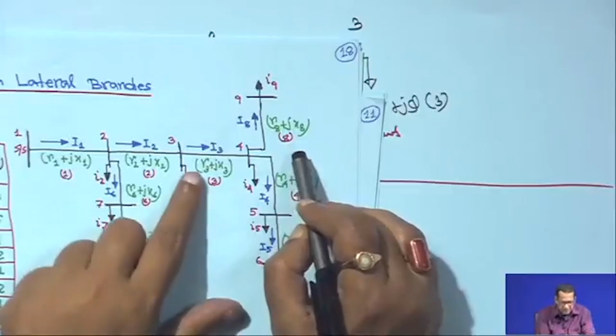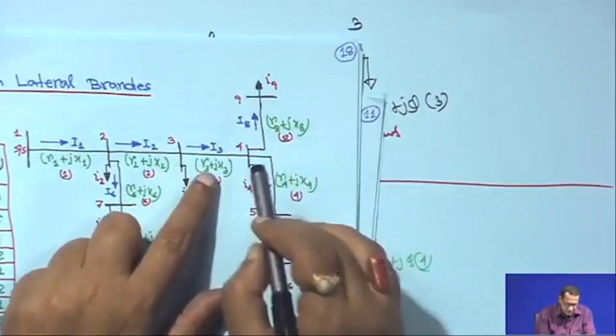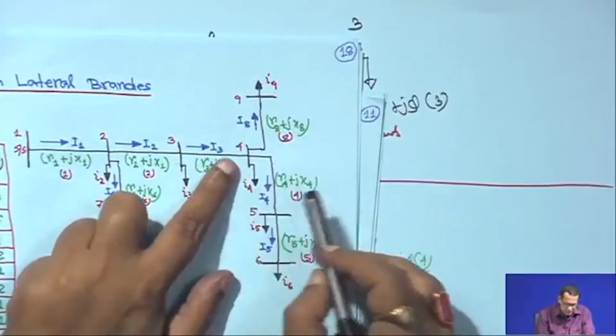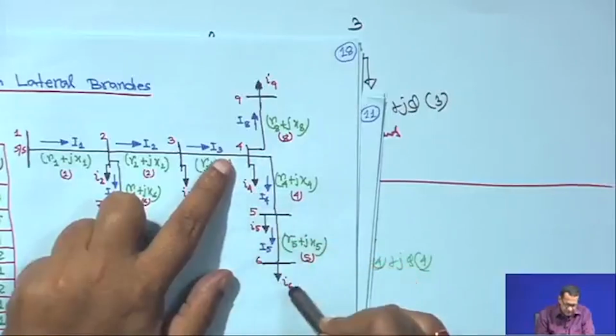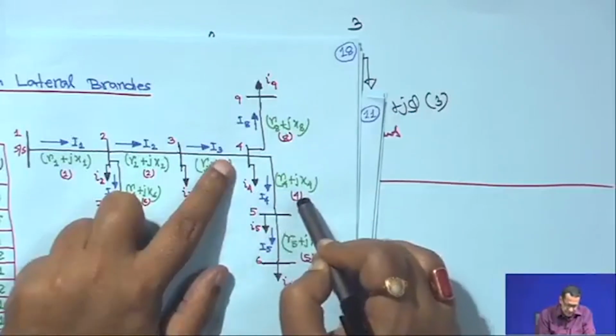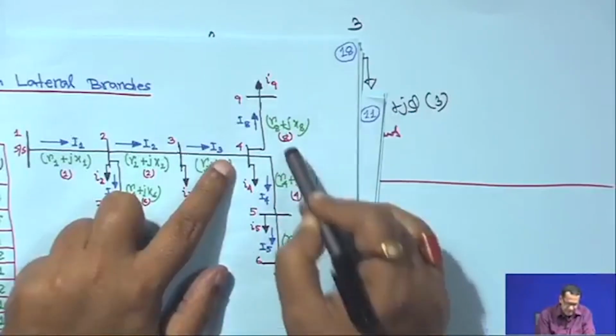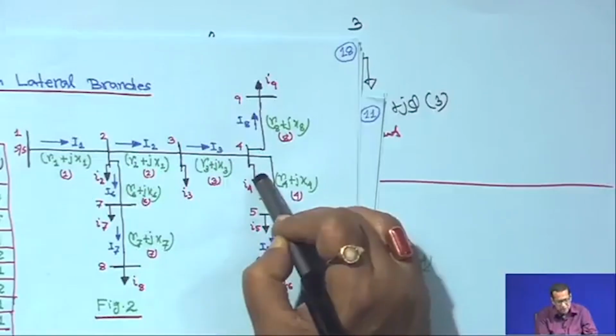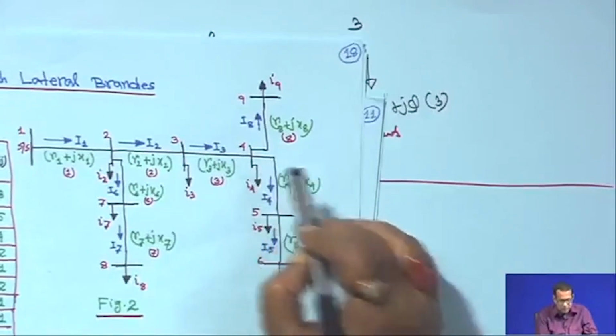Similarly, the reactive load fed through this node, that is Q 4, will be Q L 4, Q L 5 plus Q L 6 plus Q L 9, plus the reactive power loss of branch 4, branch 5 and branch 8. That is the total load fed through node 4.